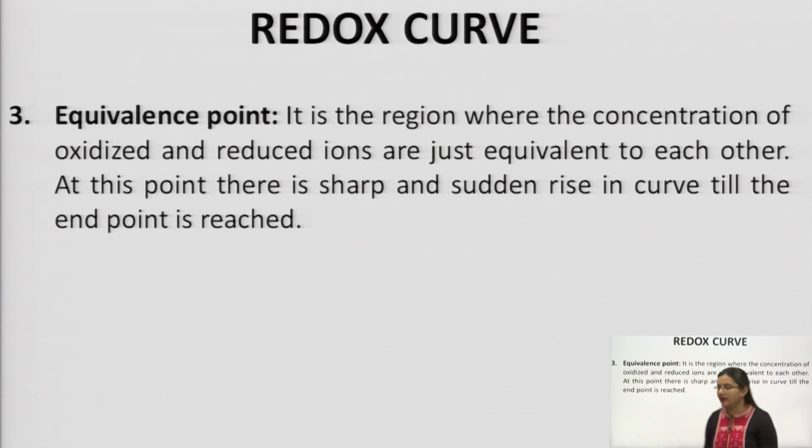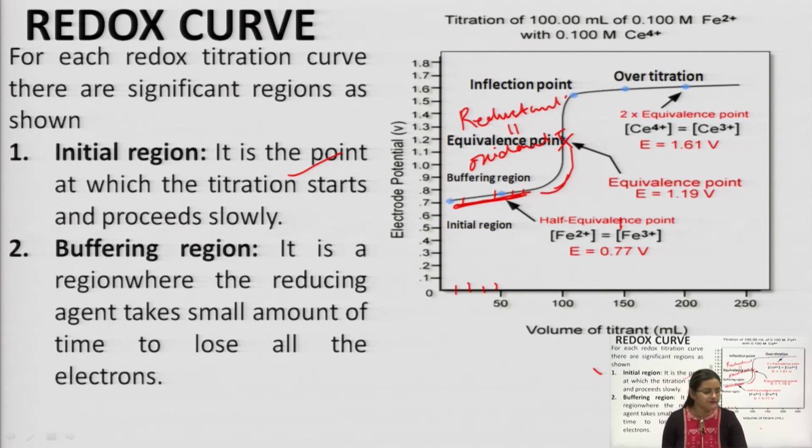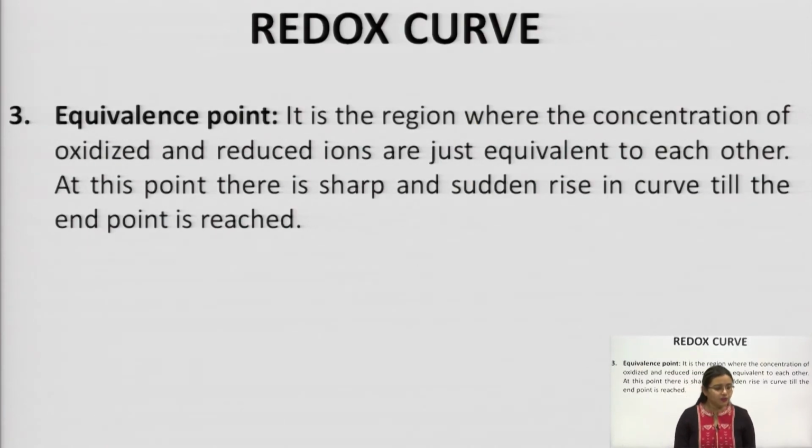next is equivalence point. When the titration proceeds, then suddenly आपका equivalence point achieve हो जाता है. This is the equivalence point जहाँ पे आपके जो reductant है या reducing agent है is equivalent to oxidant. Okay, so this is the equivalence point. You can very well see from the graph. Equivalence point is a region where the concentration of oxidized and reduced ion are just equivalent to each other. At this point, there is a sharp and sudden rise in the curve till the end point is achieved.